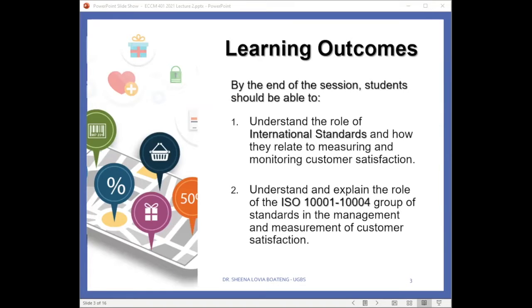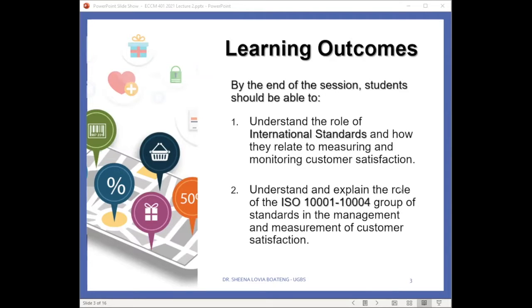All right. So like I was saying, there are two main learning outcomes that we hope to achieve at the end of the session. The first one being to be able to understand the role of international standards and how they relate to measuring and monitoring customer satisfaction. And then we will also be able to understand and explain the role of the ISO 10001 to 10004 group of standards in the management and measurement of customer satisfaction. I know this looks a bit weird right now, but it will make sense very soon.